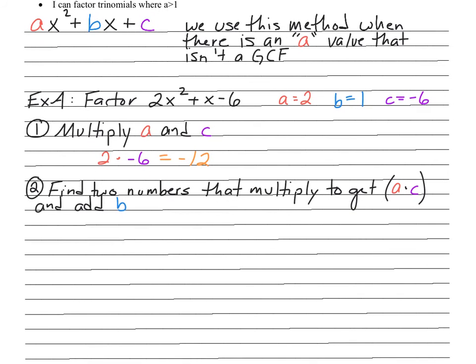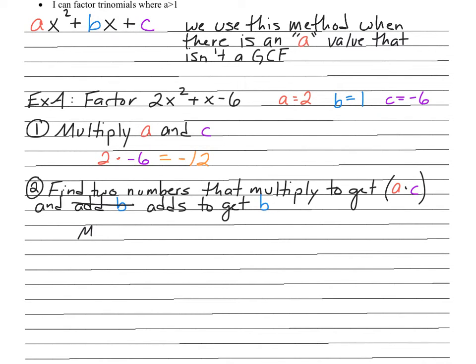Wait, not quite. Negative 12. Do we add B to A times C, or do we find a number that adds to get B? Adds to get B. Yeah, thank you. Let me rephrase that. Oh, dang it! It won't let me erase it. I hate it when it does that. So let me correct that: and adds to get B. You said it and I just didn't write it. Okay, thanks.